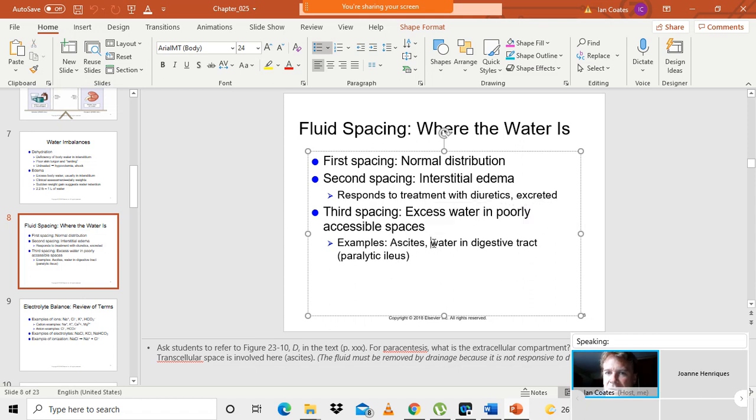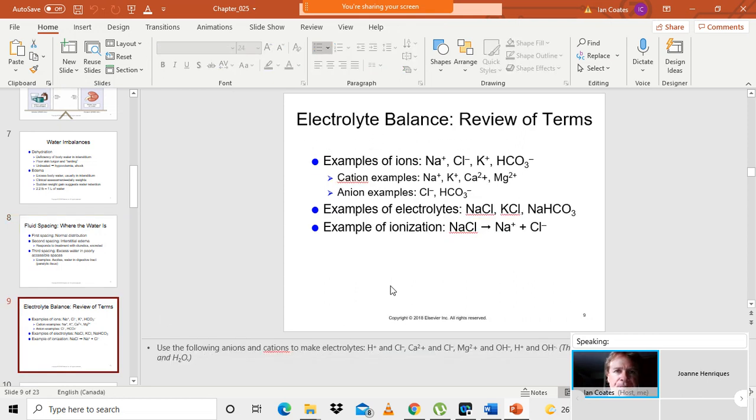Ascites here. You've got water in the digestive tract. And read that little section. It's not very big. I think it's only a paragraph in your book there. But it goes into first, second, and third spacing of water. Not difficult. Have a look at it, though.